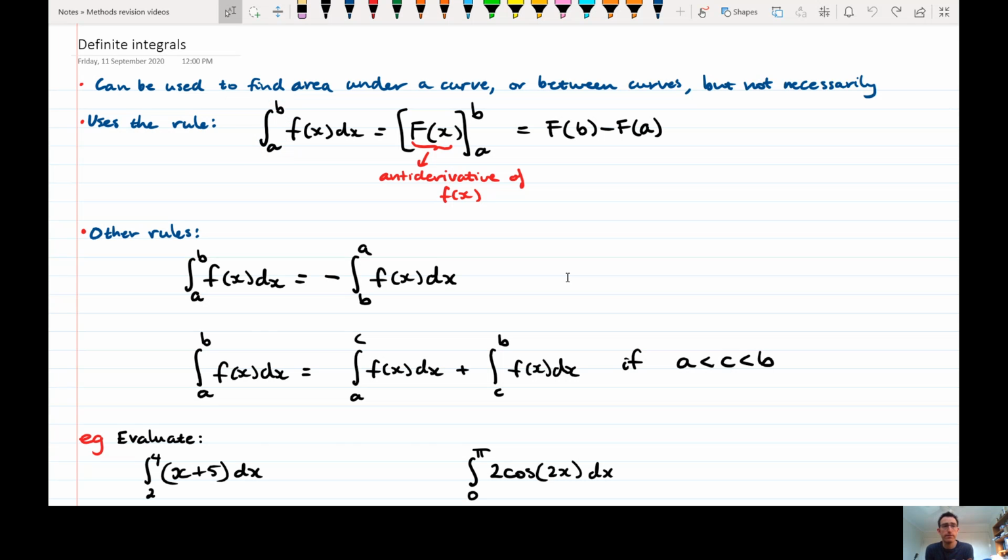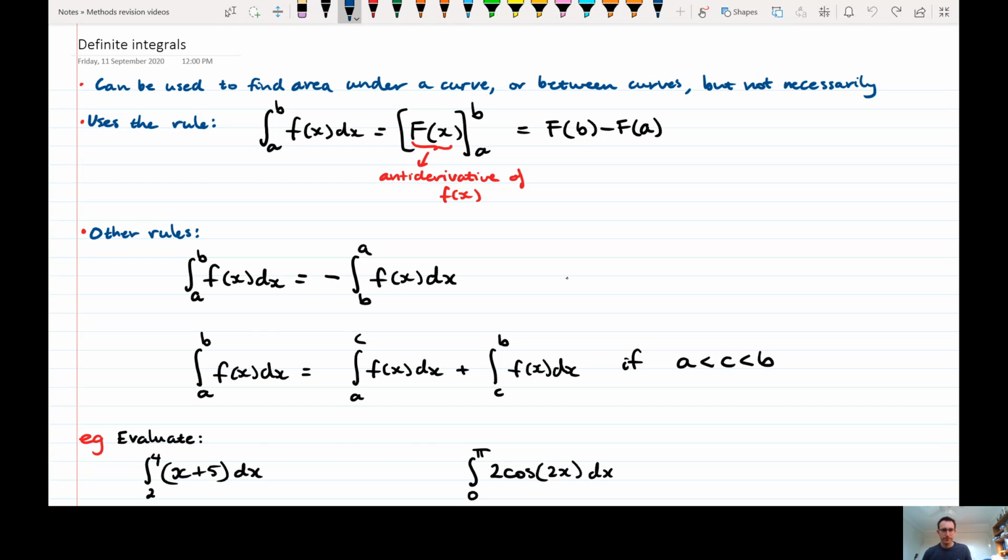And a very common use of this is to find the area under a curve or between curves, but not always. Often it's just evaluate this particular value. Now we use this rule, this equation here. It's called the fundamental theorem of integral calculus. You don't have to know that, but that's what it's called. And essentially what it's telling you to do is anti-differentiate f of x, that's lowercase f, and it becomes uppercase F. Remember in the previous video about integration rules, the antiderivative of a lowercase f by notation is capital F. So we anti-differentiate and then we substitute b in and then substitute a in and find the difference.